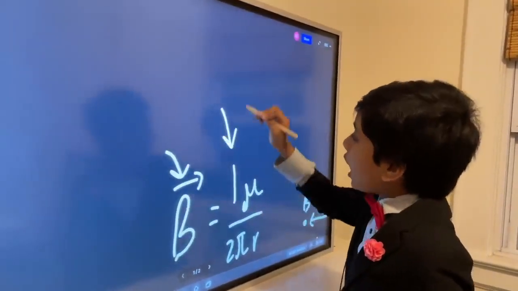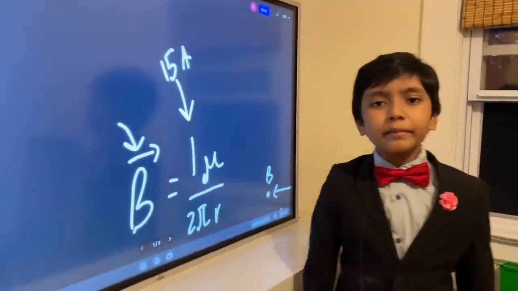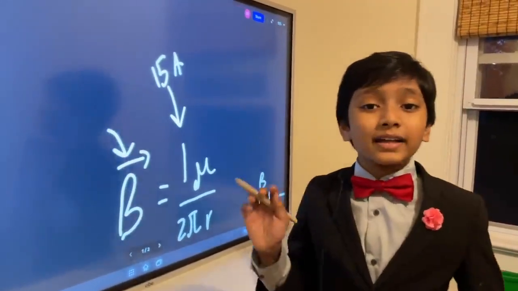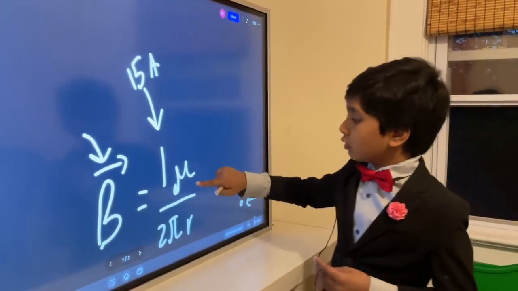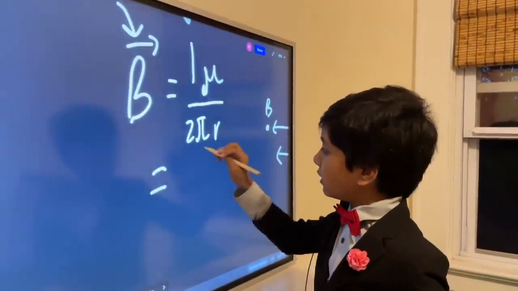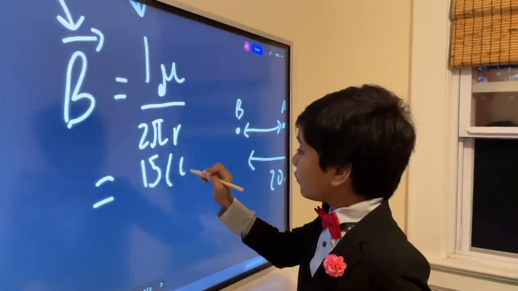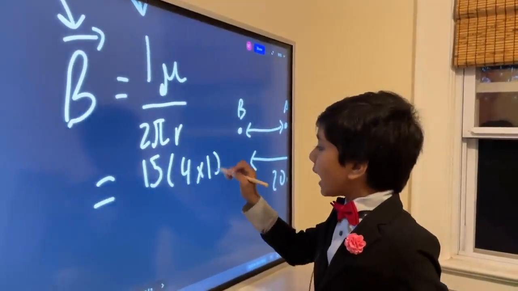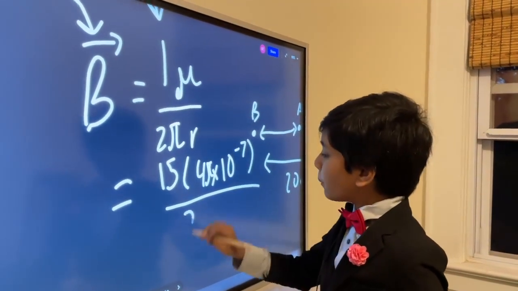First, let's define I to be 15 amps for both ones. Why? Well, because the wire can only have one single current value. So it's going to be 15 amps for this problem. Mu is a universal constant, no need to worry. So 15 times 4 pi times 10 to the negative 7, and then 2 pi r.